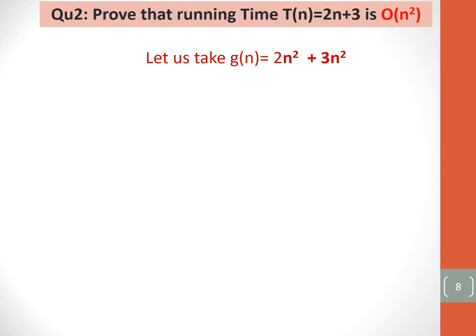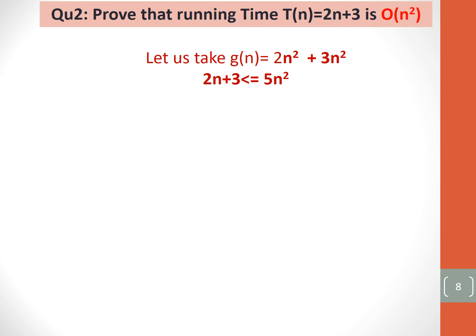Let us take g(n) = 2n^2 + 3n^2. How have I made it? Because I want to prove it with a polynomial of degree 2. So I took g(n) for the polynomial of degree 2, where 2n is replaced with 2n^2, and now on the right-hand side the 3 goes with 3n^2. So I got the relation 2n + 3 <= 5n^2. It should be true for all n values greater than or equal to 1.